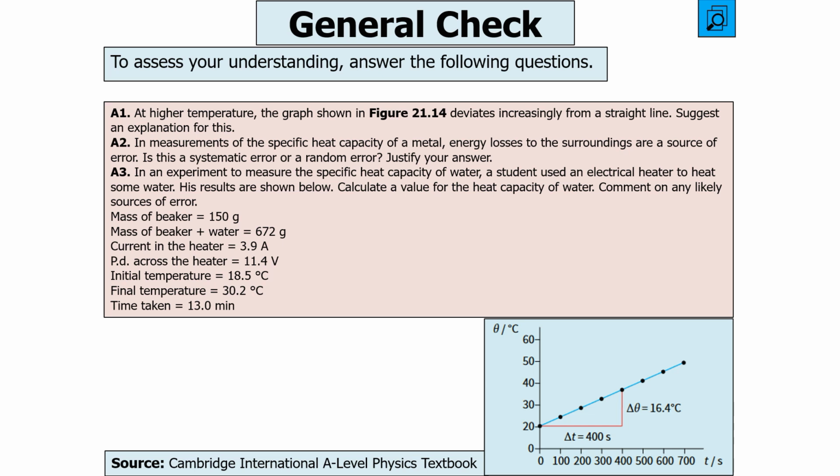Suggest an explanation for this. Then in measurements of the specific heat capacity of a metal, energy losses to the surroundings are a source of error. Is this a systematic error or a random error? And justify your answer. Then, in an experiment to measure the specific heat capacity of water, a student used an electrical heater to heat up some water. His results are shown below. Calculate a value for the specific heat capacity of water. Comment on any likely sources of error. So pause the video now, then unpause the video when you want to go through your answer.